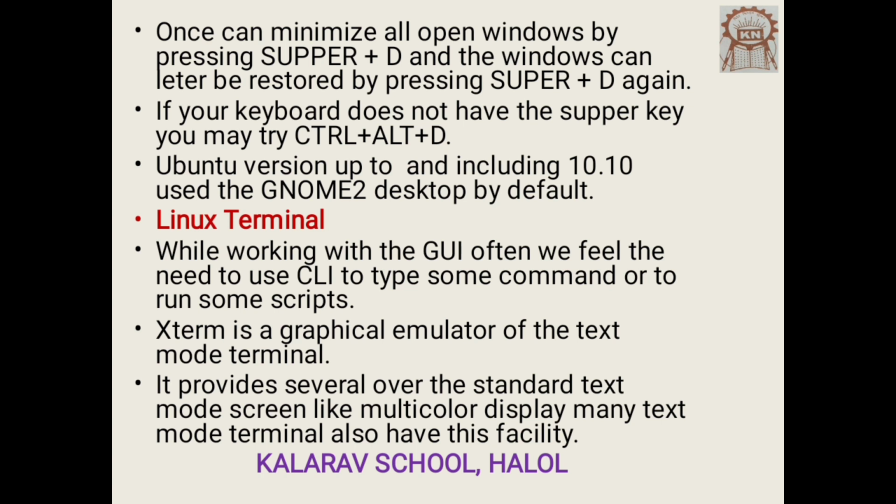One can minimize all open windows by pressing Super plus D, and the windows can later be restored by pressing Super plus D again. If your keyboard does not have the Super key, try Ctrl plus Alt plus D. Ubuntu versions up to and including 10.10 use the GNOME2 desktop by default.